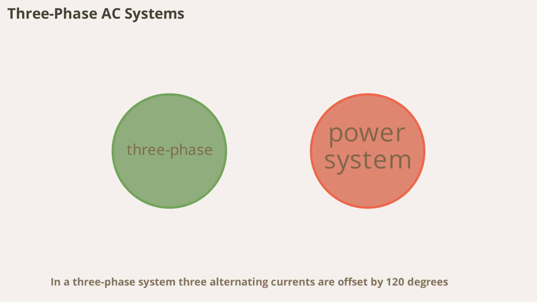In a three-phase system, three alternating currents are offset by 120 degrees, ensuring that power delivery is smooth and balanced. These systems are essential for running large motors and industrial equipment. Understanding three-phase AC is fundamental for anyone working in electrical engineering.